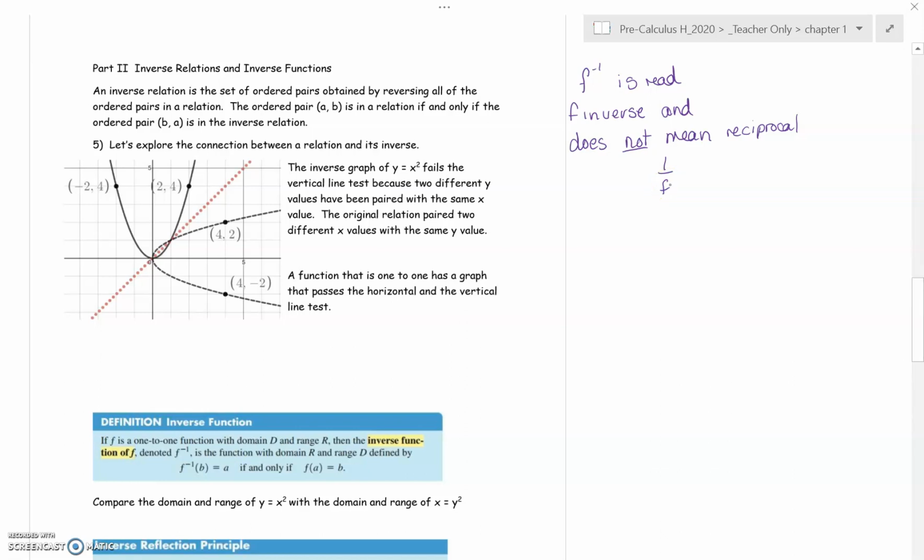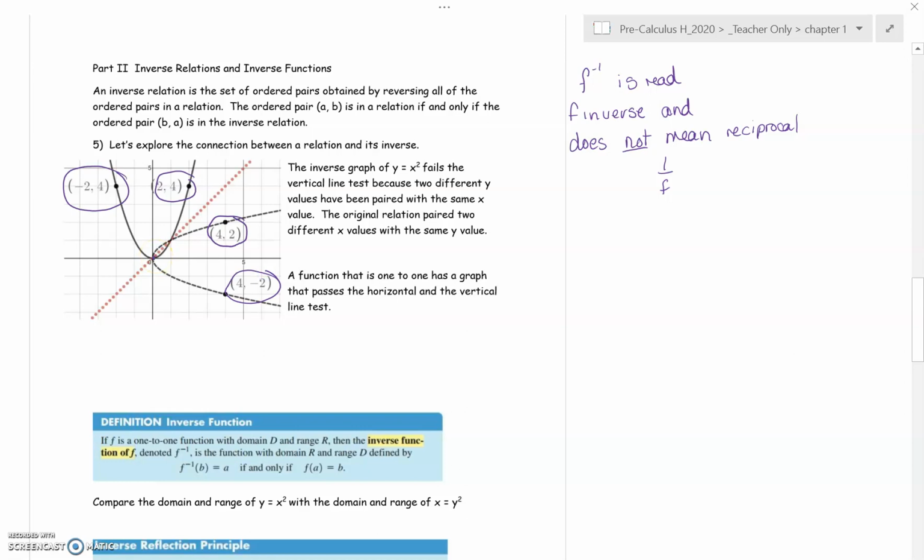So here we go, everyone. We're going to talk about a function, or a relation, I should say, and its inverse. So an inverse relation is the set of ordered pairs obtained by reversing all of the ordered pairs in a relation. So (a, b) is in a relation if and only if (b, a) is in the inverse. So notice we have a point (2, 4), we have a point (4, 2), we have a point (-2, 4). Notice we're switching all the x's and the y's. We have (0, 0).